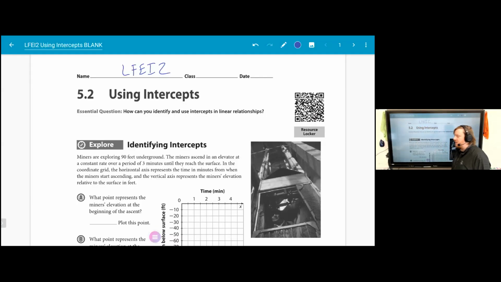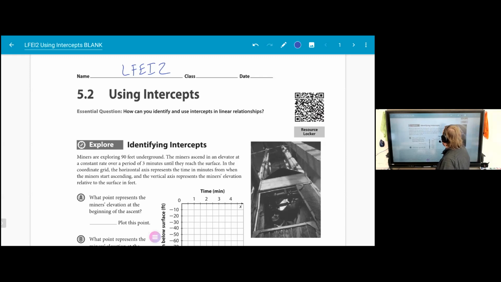Well, hello, Algebra 1. Welcome to LFEI2, which is using intercepts. LFEI is linear functions, equations, and inequalities. This second one, though, we've got using intercepts. And what do we know about intercepts? That word, intercept, it crosses something, and that means a lot, okay?